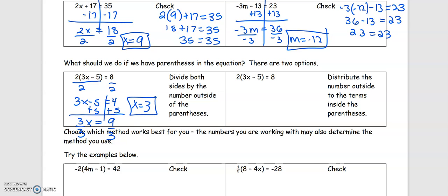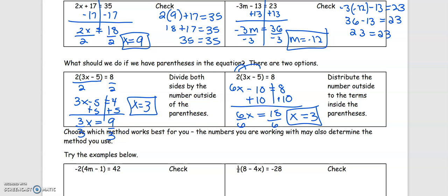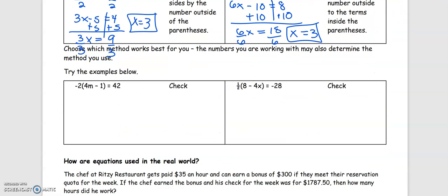Or you can distribute. So take the outside number and multiply. 2 times 3 is 6x. 2 times negative 5 is negative 10. And then solve a two-step equation. Either way, we get the same answer. Go ahead and you try both of the last two as I work them out myself. I'm going to go ahead and divide by negative 2 here.